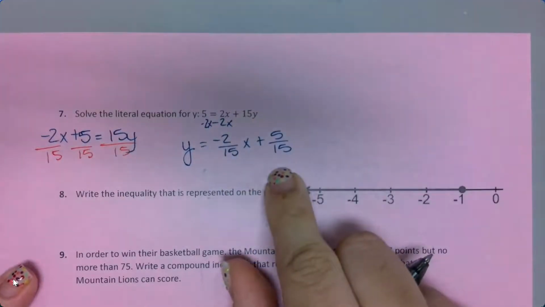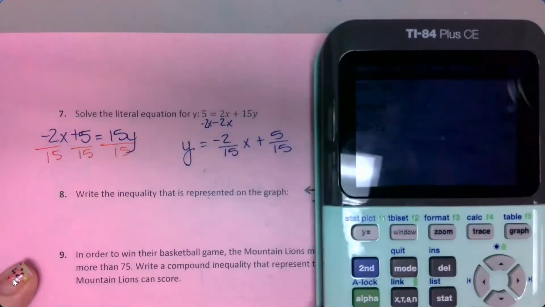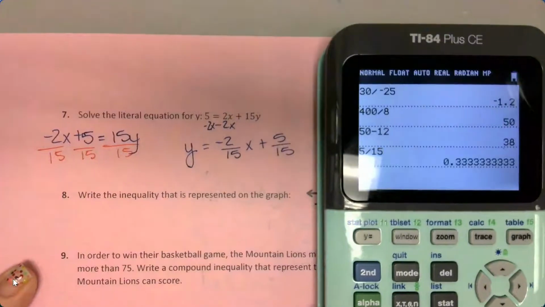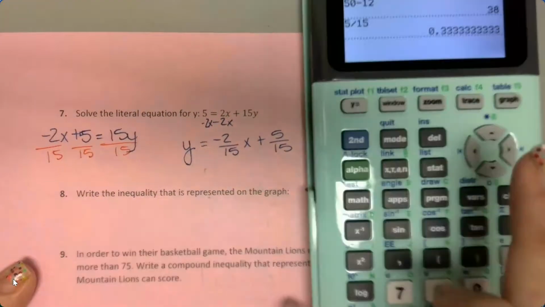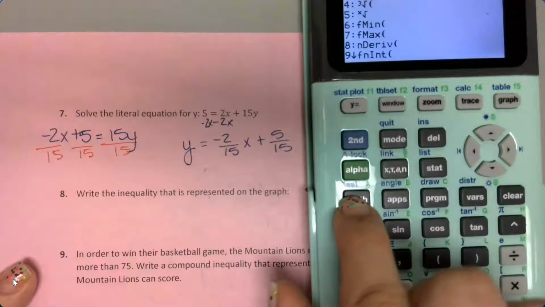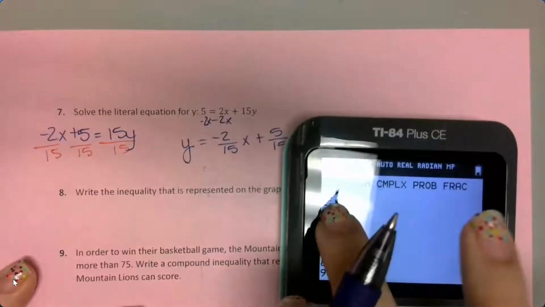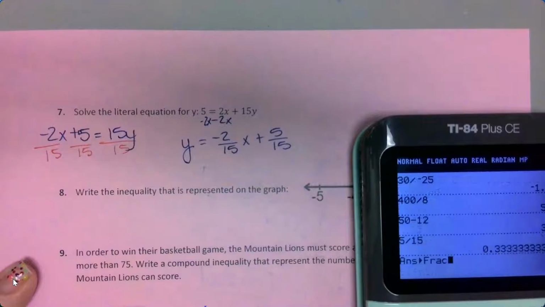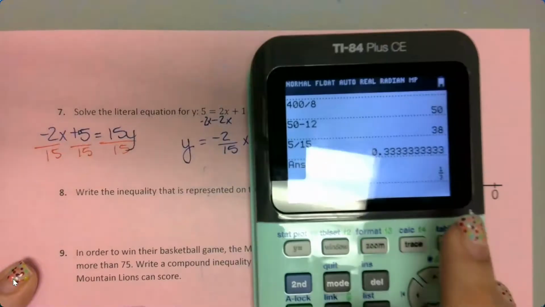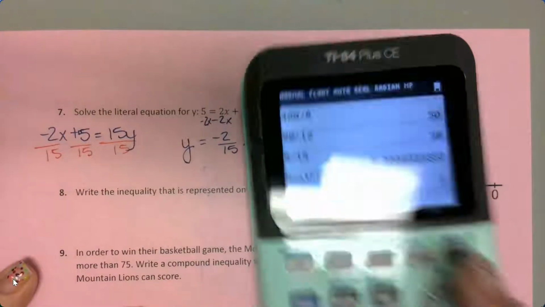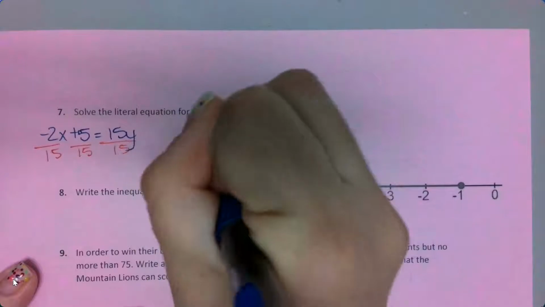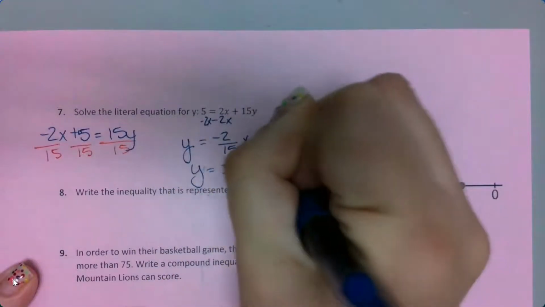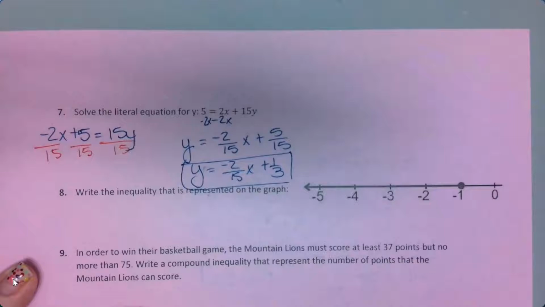I can check to see if I can simplify this fraction on my calculator. I can do 5 divided by 15. I press enter. Then I want to press the math button. And then my first choice is frac, and I press enter twice, and it turns it back into a fraction for me, so it simplifies to 1/3. So this is my final answer here.